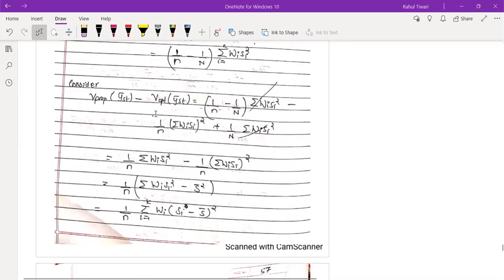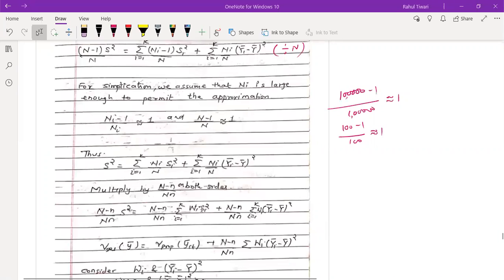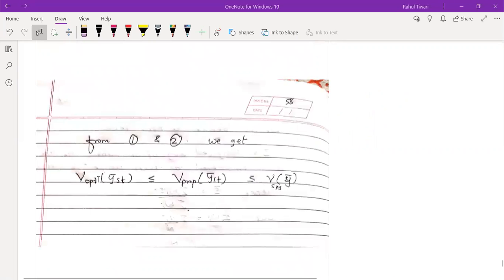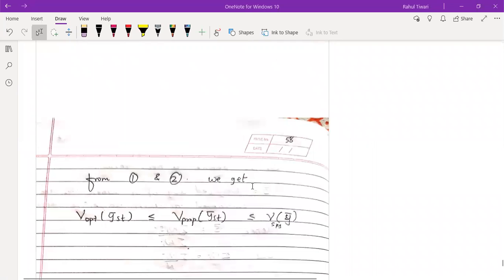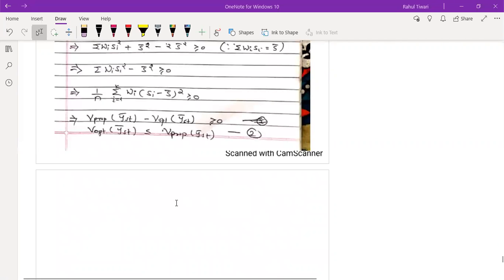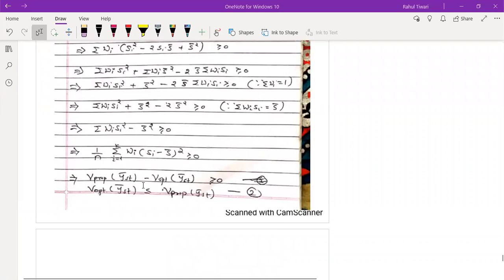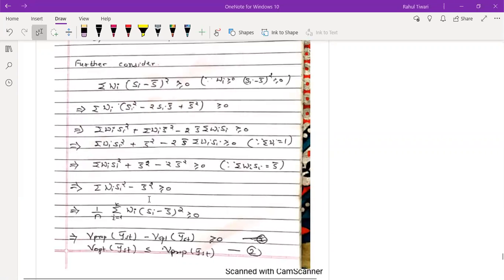Left hand side positive means the variance for proportional allocation will be greater than or equal to the optimum allocation, meaning optimum allocation will have lesser variance. So optimum is lesser than or equal to proportional, and I know proportional is lesser than or equal to SRS, so I can conclude that optimum is lesser than proportional, and that is lesser than SRS W. So this is the entire concept in terms of the comparison between optimum, proportional, and SRS W.